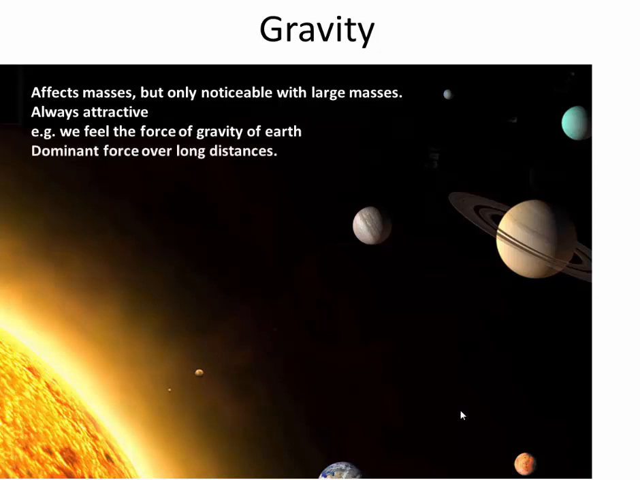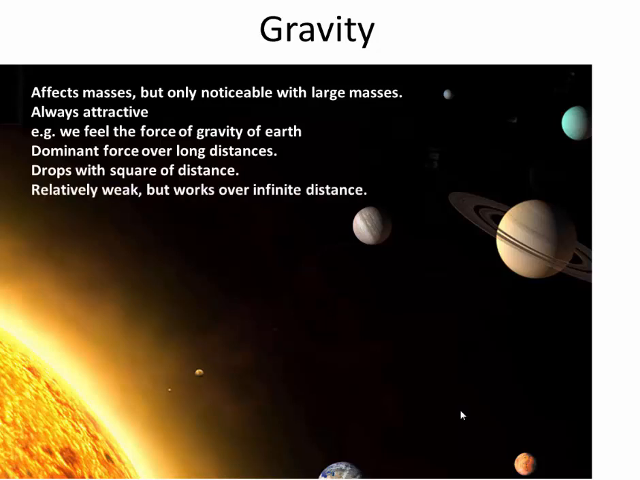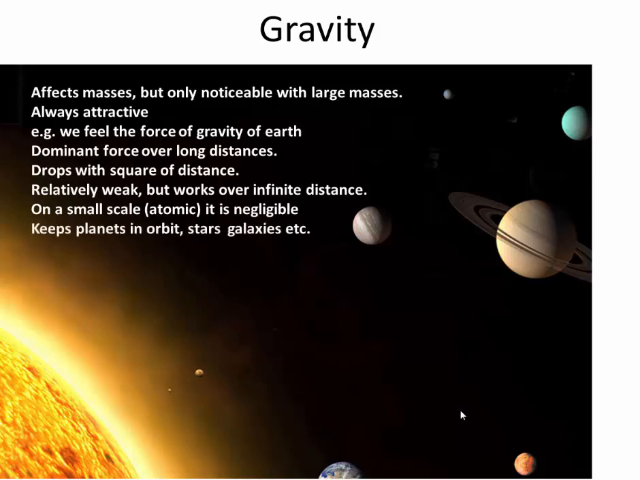Also, it's a dominant force over long distances. The distances between planets and so on is not felt by any force other than gravity. It also drops with the square of the distance. It is actually relatively weak, but as I say, works well over very large distances. On a small scale, on an atomic scale, because the masses are so small, it's actually really negligible.